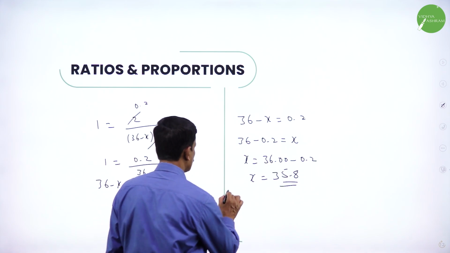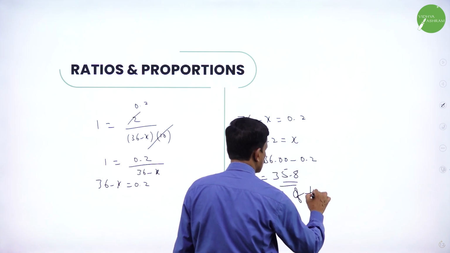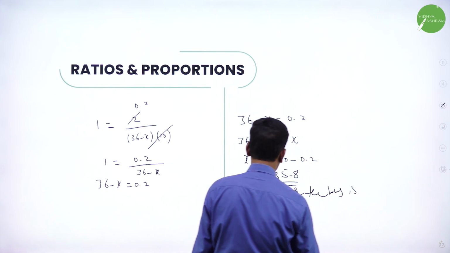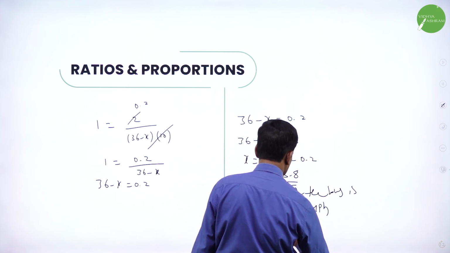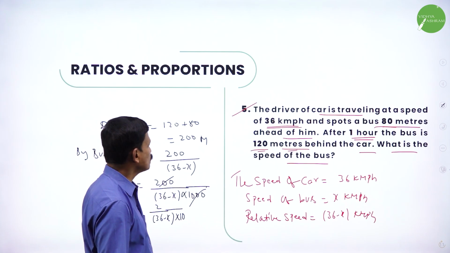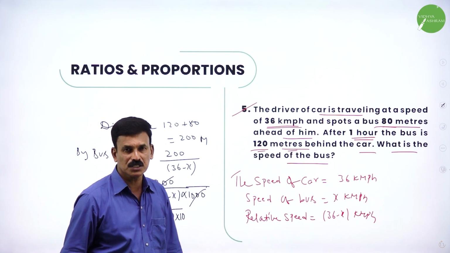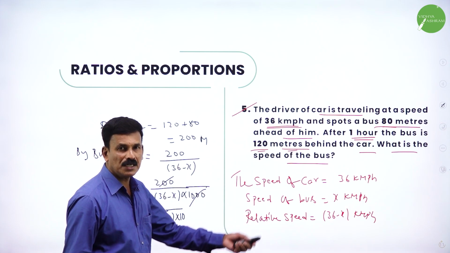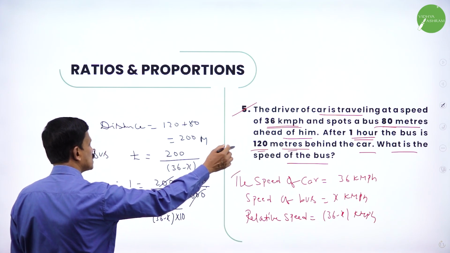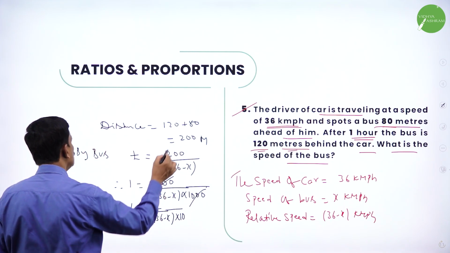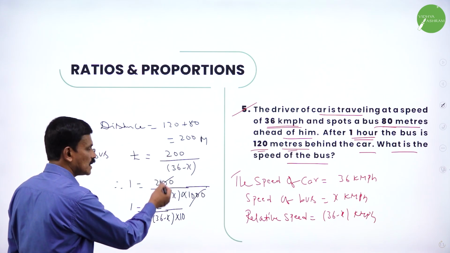So concluded, therefore, the speed of the bus is 35.8 kilometers per hour. That's it. Very simple. See here. The speed of the car is 36 kilometers per hour. Speed of the bus, let us assume it as x kilometers per hour. The relative speed is 36 minus x kilometers per hour. Since the distance traveled is 120 plus 80, that's equal to 200 meters. Therefore, by bus the time taken is equal to 200 divided by 36 minus x.